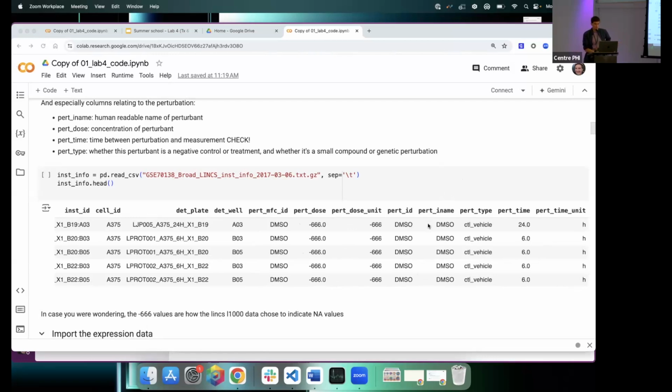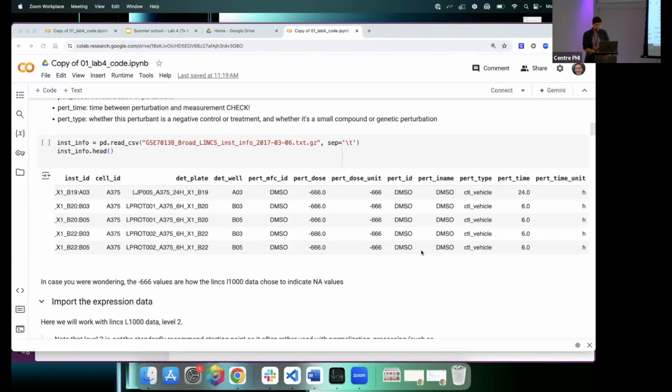There's also more data on the perturbant. The dosage, if you are very reasonably wondering why it's a -666, I think Sebastian said this earlier, figure out how they have marked their missing values. LINCS decided to mark it with -666. These are NA values. We could, of course, take care of that at import, but I think it's better to know it than for me to magically make it work in the code. It's not going to be very relevant for this lab, but.